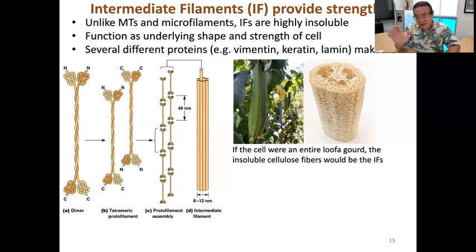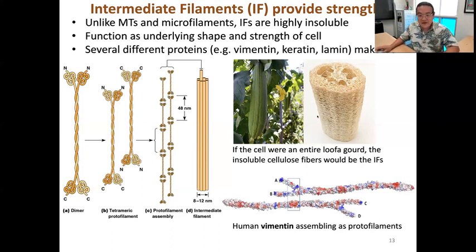So don't get confused. Don't say Dr. Shen taught us that the dried loofah thing is actually intermediate filament proteins. It's not, right? I'm just using it as an example so that you can appreciate how important intermediate filament protein fibers are inside of the cell to give it rigidity. So here is a human vimentin assembled as protofilaments, right? You can really see they're kind of twisted together, and this gives it a lot of strength when you have a number of these now packed up together.